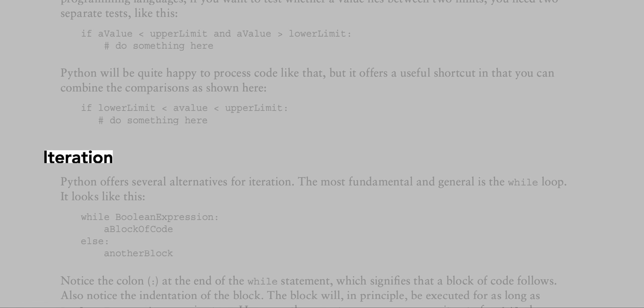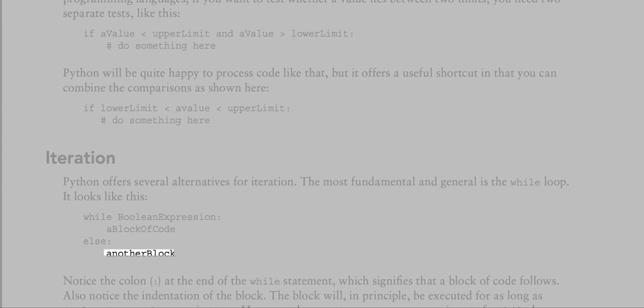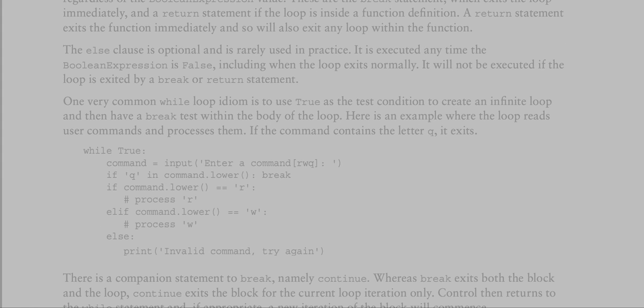Iteration. Python offers several alternatives for iteration. The most fundamental and general is the while loop. It looks like this: while Boolean expression, a block of code, else, another block. Notice the colon at the end of the while statement, which signifies that a block of code follows. Also notice the indentation of the block.